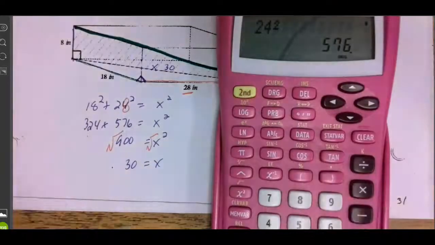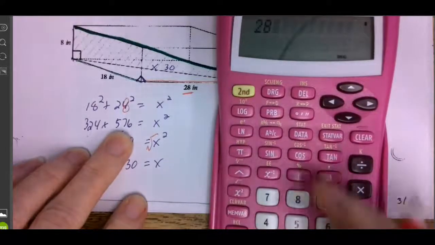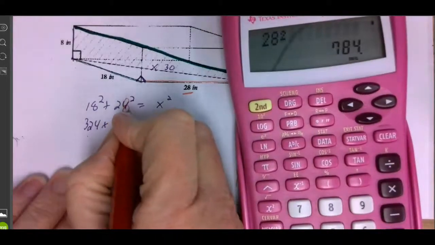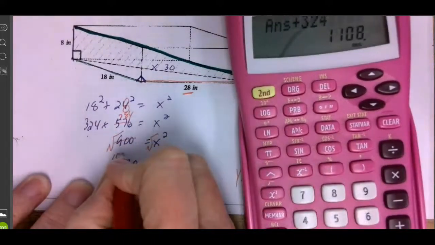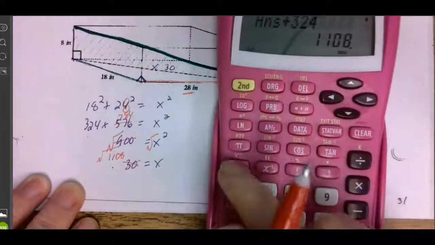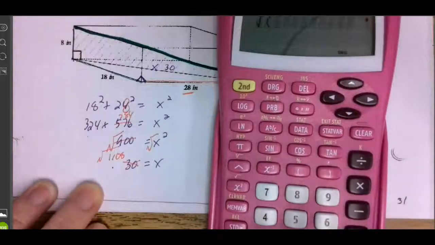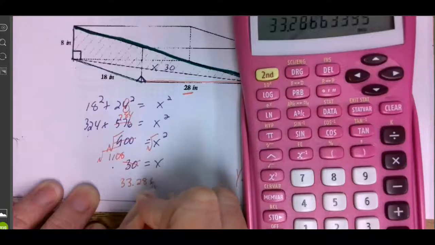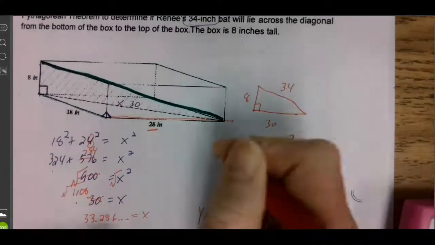Let's do it one more time. So I apologize if I threw you off too much. So we have 28 squared, which is 784. Add that to 324. We get 1108. I take the square root of that, and I get 33.286, blah, blah, blah. Now, the problem we run into is that when we go to plug it in, we have an approximation.